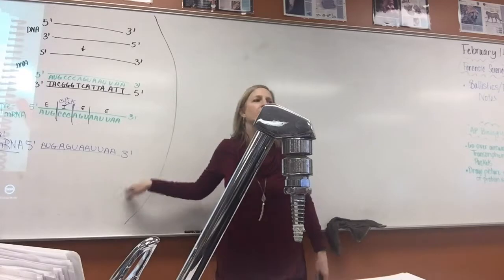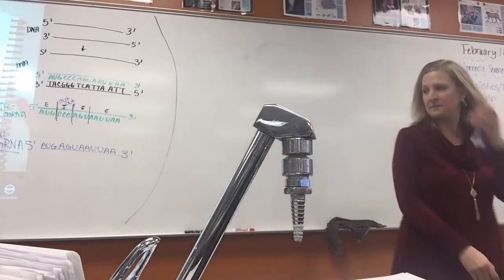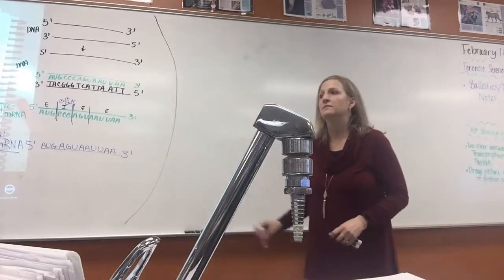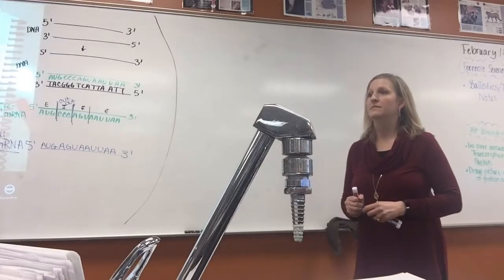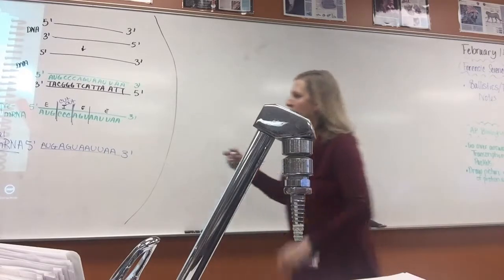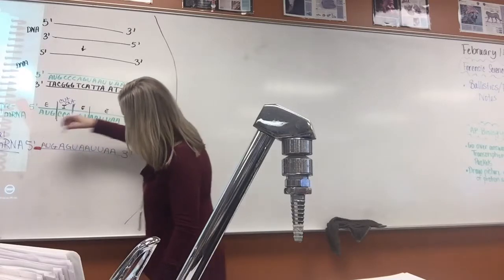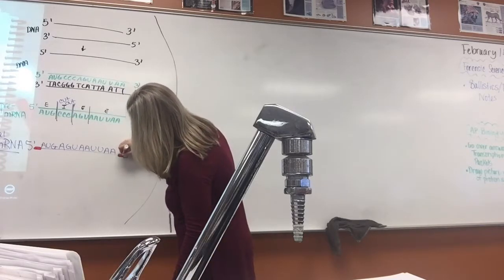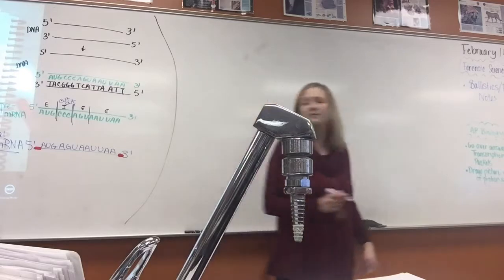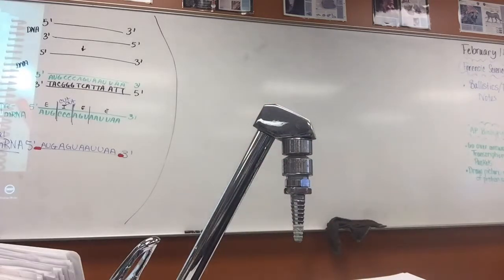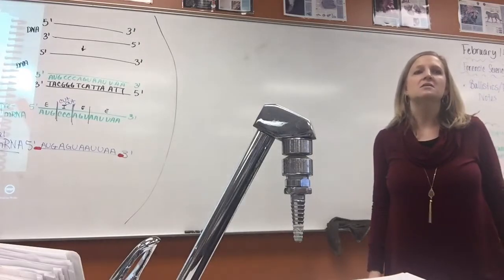What else goes on in the processing part that I haven't illustrated? Is it the methyl cap and the poly-A tail? That's right, your cap and your tail. So the methyl cap and the poly-A tail. I'm going to go ahead and put those there in red, a different color, to show you the cap and the tail there. What's the purpose of the cap and the tail?